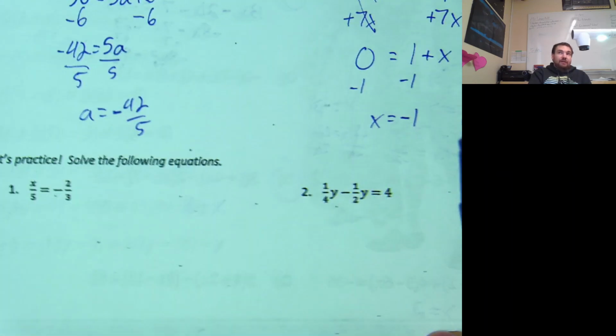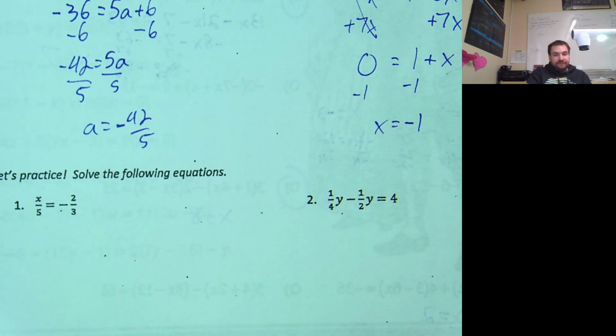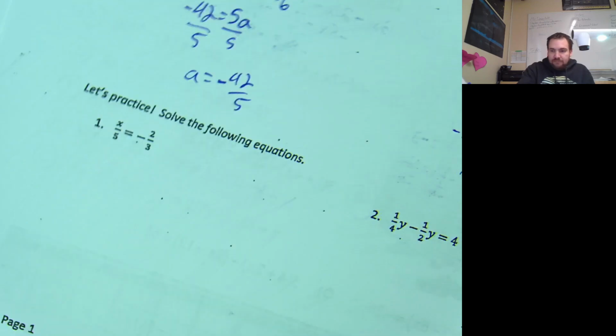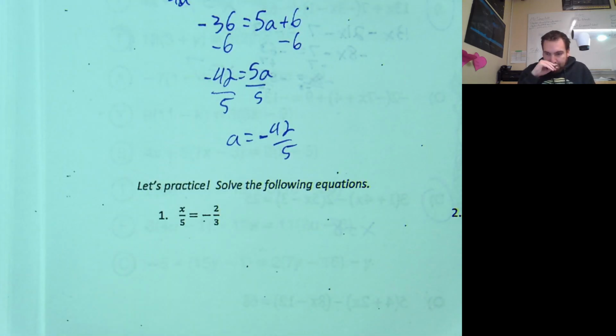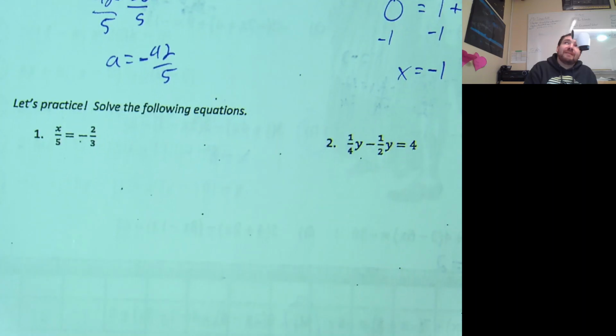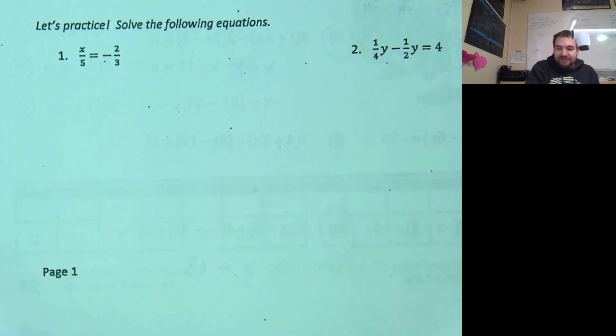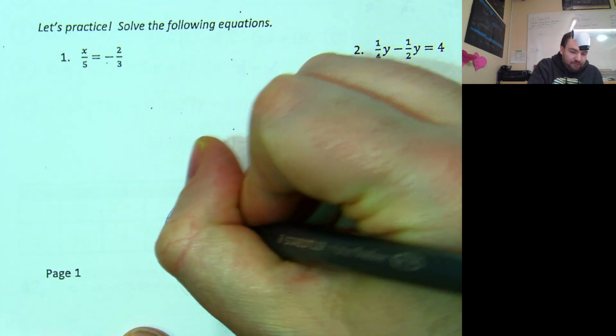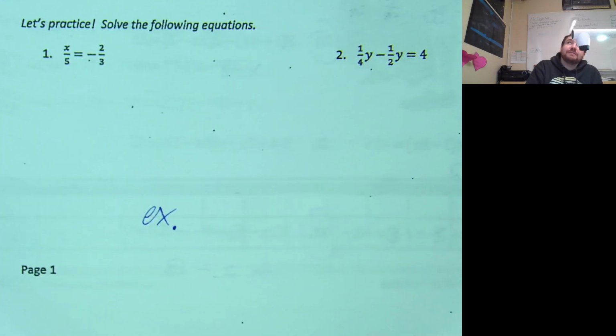Do these two real quick. And then we're going to do another example right beneath here. So leave some space if you can.